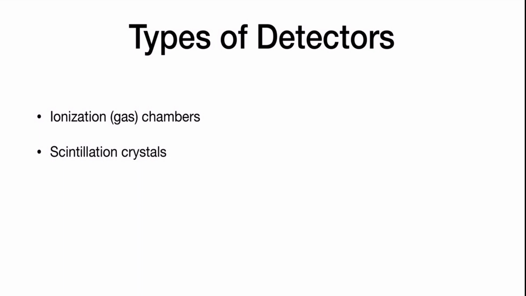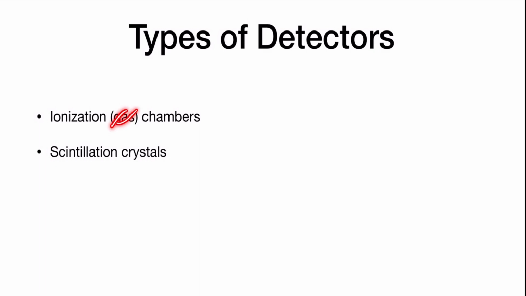But the first basic one is the ionization gas chamber. Some people like to have an S there, depending on what kind of spelling you have. But anyway, the ionization gas chamber. And as the name suggests, this detector uses the removal of electrons from a stable atom. That's the major idea behind ionization gas chambers.